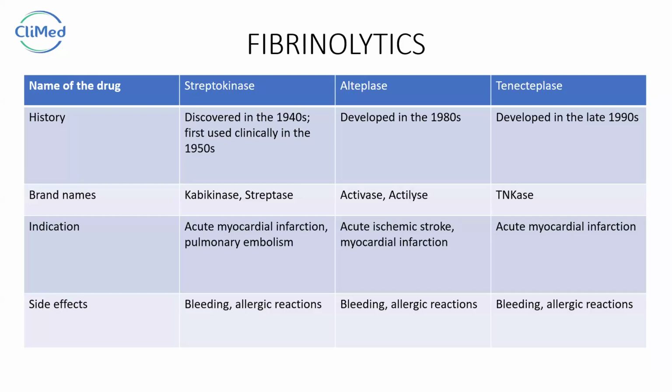It is obtained from a microorganism, beta streptococci. Later, many more effective fibrinolytics have been developed. Brand names include Kabikinase and Streptase. It is indicated for acute myocardial infarction and pulmonary embolism. Side effects include bleeding and allergic reactions. Next slide, please.